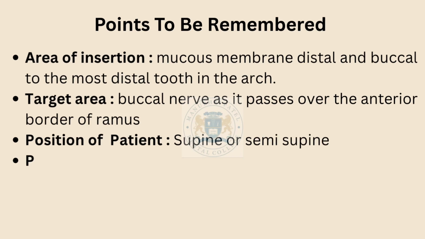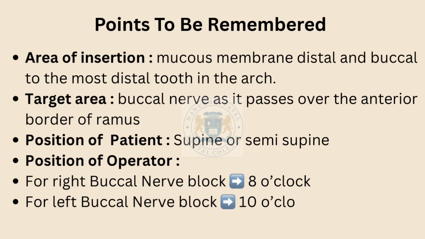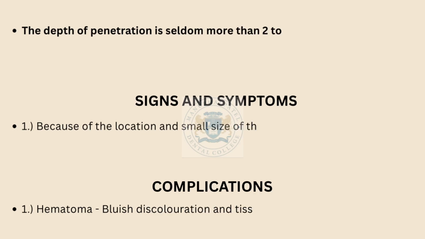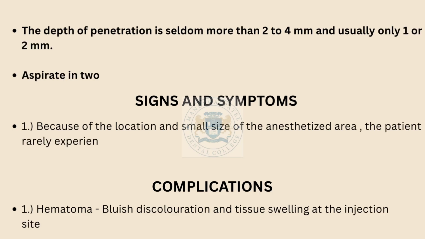Next is position of patient, which should be supine or semi-supine. Then there is position of operator, which is for right buccal nerve block 8 o'clock, for left buccal nerve block 10 o'clock. The depth of penetration is seldom more than 2 to 4 mm and usually only 1 or 2 mm. Aspirate in two planes and if negative, slowly deposit 0.3 ml over 10 seconds.